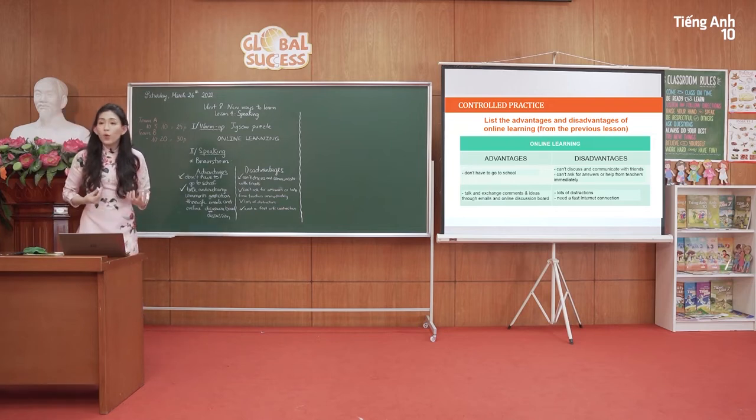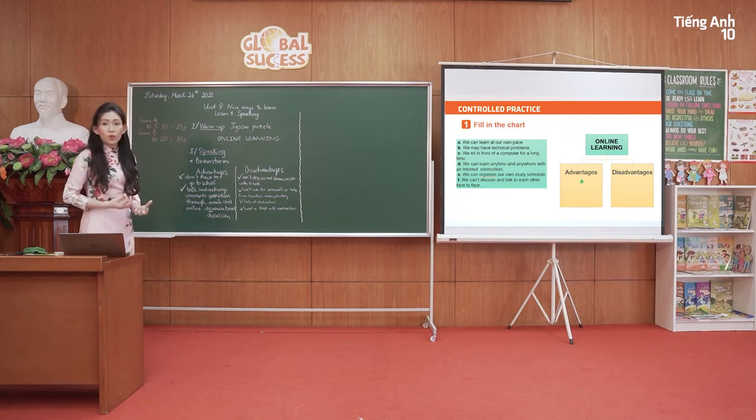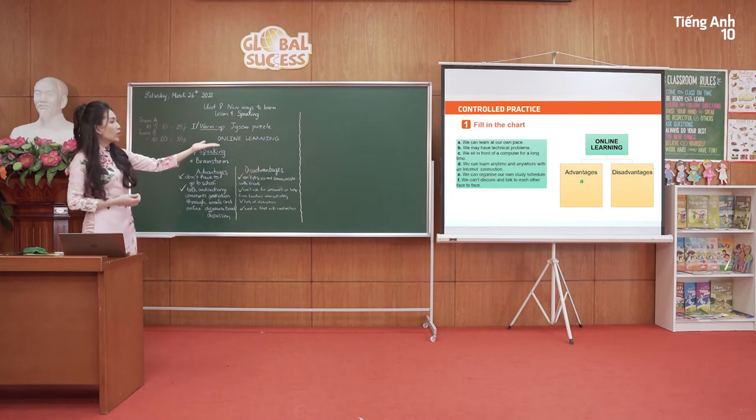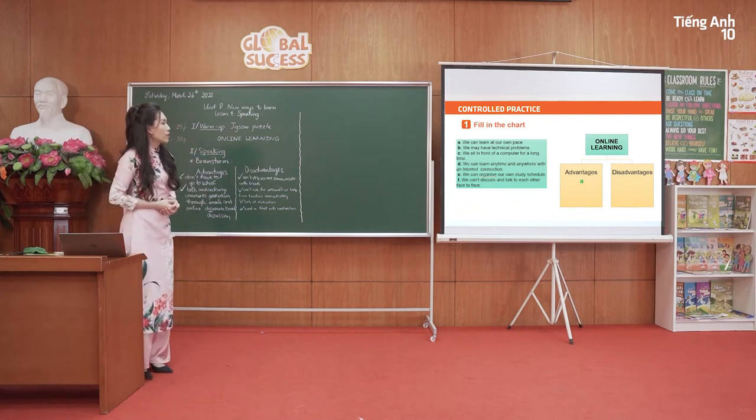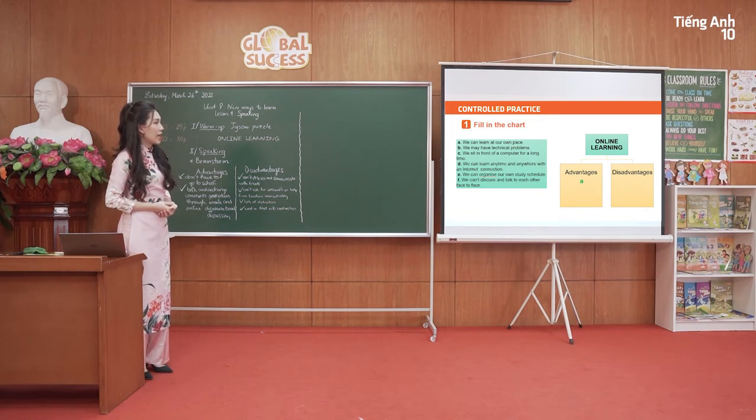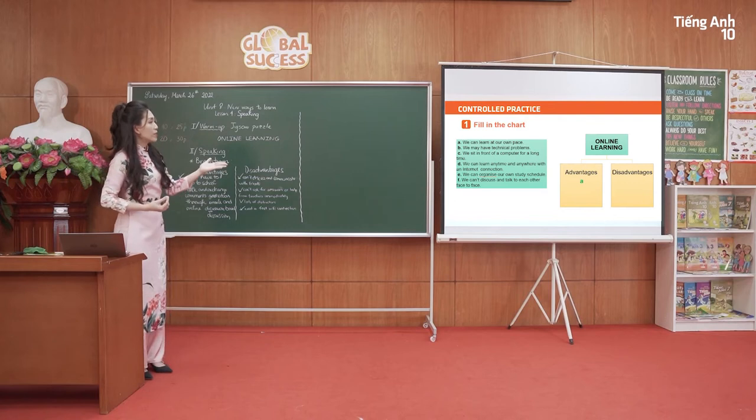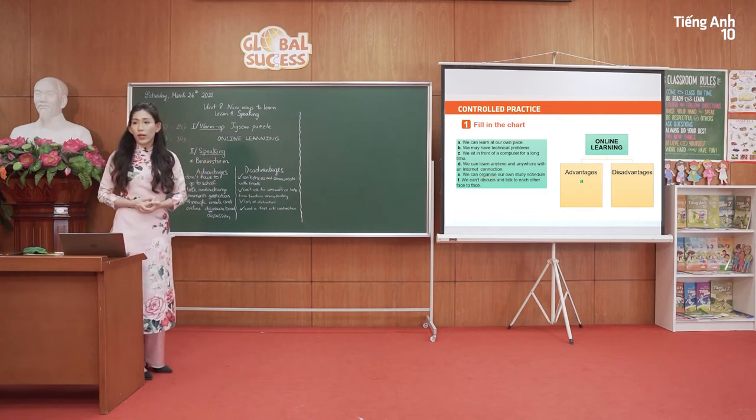Now, can you open your book? There's a table of some advantages and disadvantages of online learning. Now, you work with your friend next to you. Now look at the board. We have six statements here, A, B, C, D, E, and F. You have 2 minutes to put the statements into the correct column. Okay, starting now.